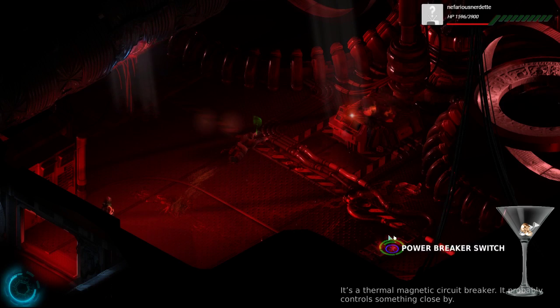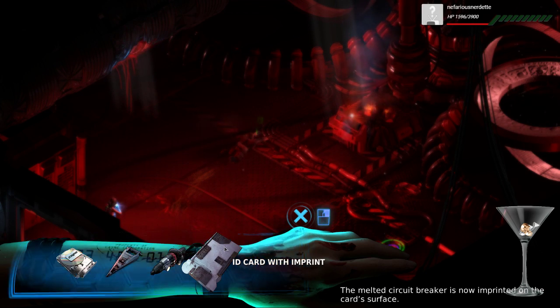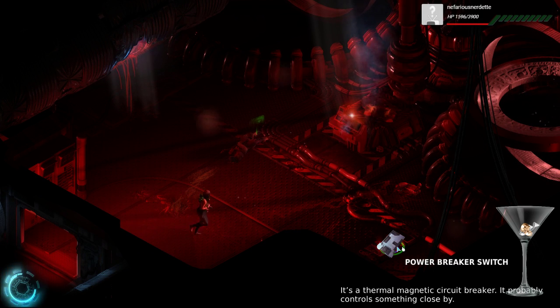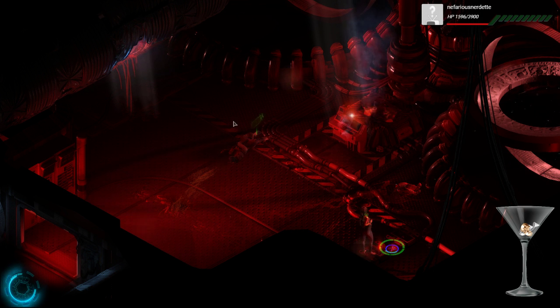So my first thought is shove this in there. Power breaker switch. Maybe? Oh yeah, because it would redirect the power to the door, right? I feel like this might be logic. Sorry, kiddo. Don't know what I was thinking. Well, never mind. Alright.